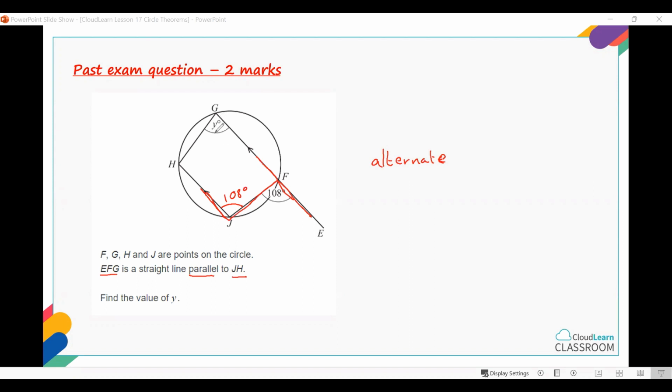And then yes, you can do what Favors said in the chat there, 180 minus 108, because those two add up to 180. So Y is equal to 180 minus 108, and that is 72. And then your reason, cyclic quadrilateral. So you do need to write that down.